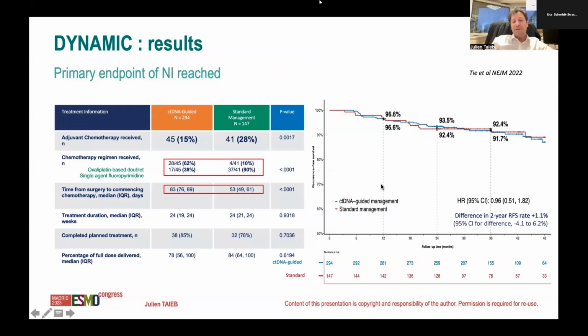When you look at the DFS curve, you can see that both arms were similar in terms of DFS, showing that recurrence-free survival is very good in both arms, and that by decreasing chemotherapy administration from 28% to 15%, you got similar outcomes. So the trial is positive. And if you think in terms of a population-based analysis, it is, I would say, very convincing.